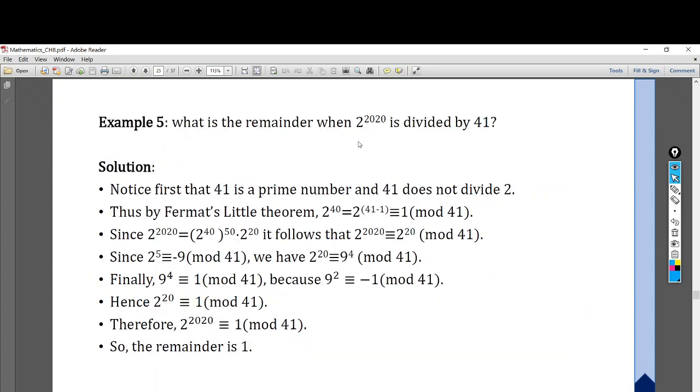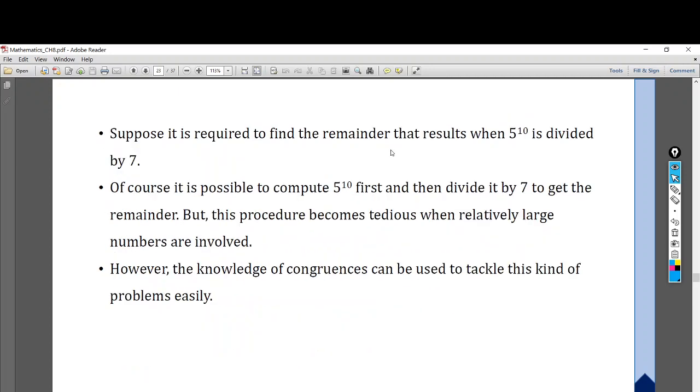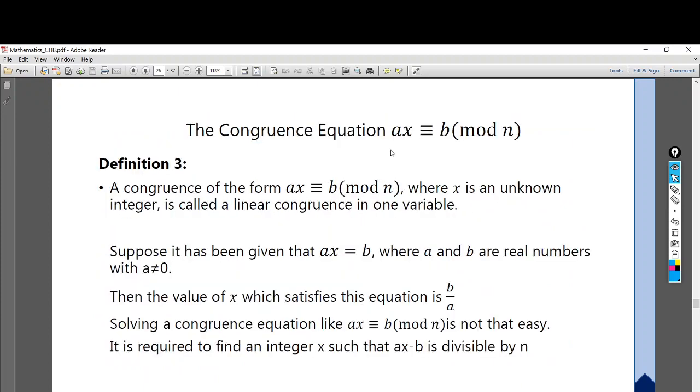Right, so you can see so many examples they have given. 2 to the power 2020, whether it's divisible by 14 one, right? So things like that, big values, right?